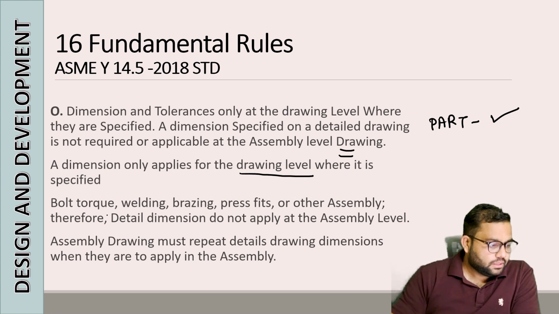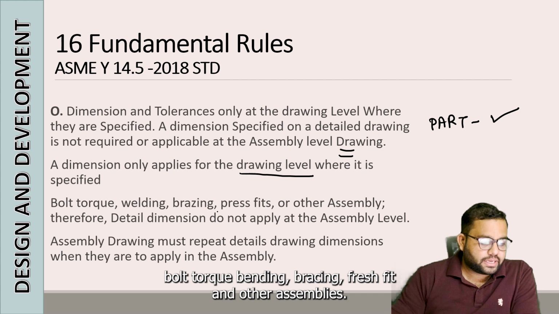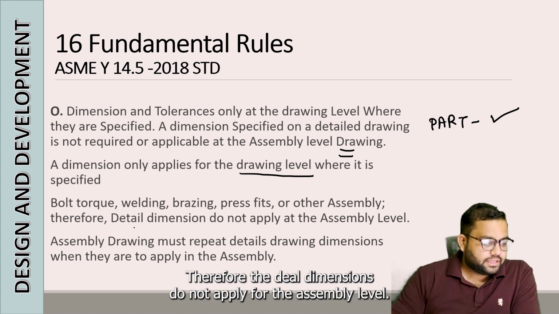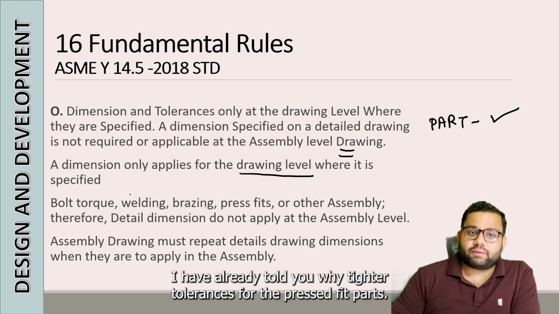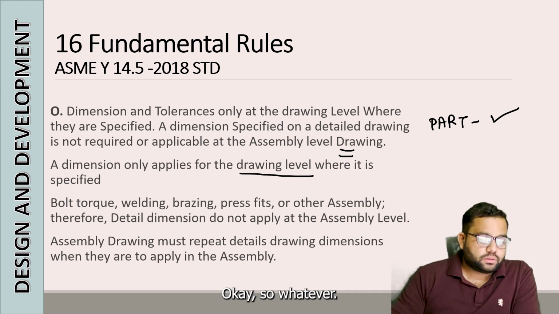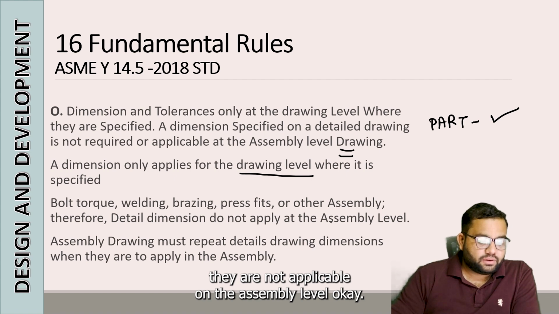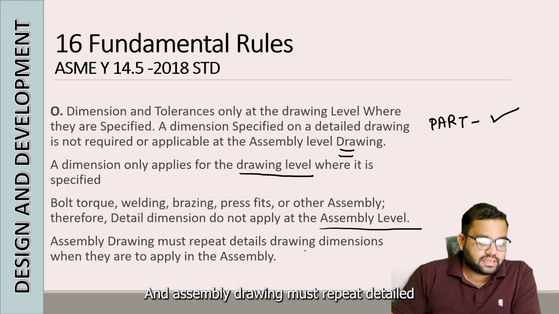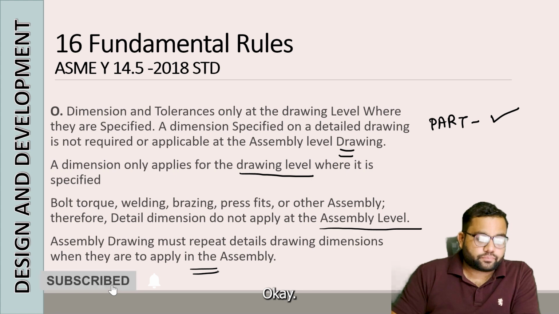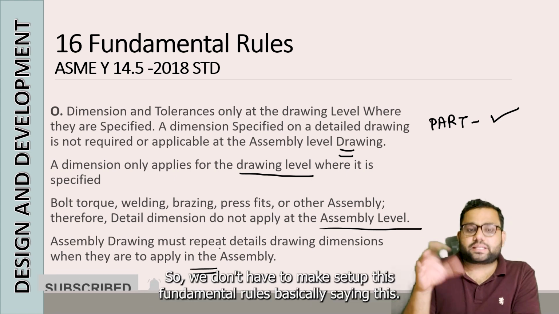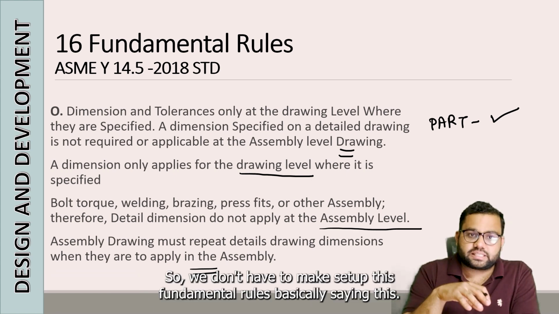Let's say bolt torque, welding, brazing, press fit and other assemblies; therefore, detailed dimensions do not apply at the assembly level. Sometimes we use, as I have already told you, very tight tolerances for the press fit parts, and they are not applicable at the assembly level. An assembly drawing must repeat detailed drawing dimensions when they are to apply in the assembly. So we don't have to mix it up. This fundamental rule is basically saying this.